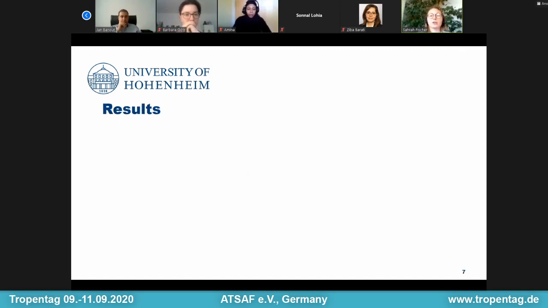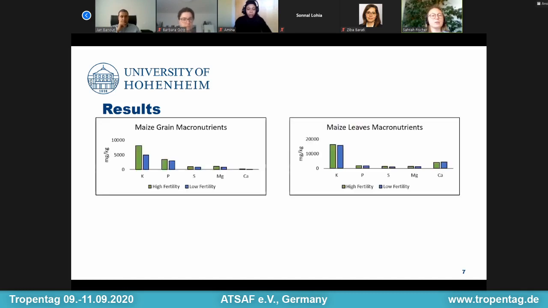So to begin with, I'd like to show you some of the baseline data that we collected. So basically the nutrient concentrations that we measured in the different parts in the different areas. So here we have maize grain macronutrients and maize leaf macronutrients. And macro and micronutrients here are defined by plant nutrition, not by human nutrition. And we can see the 2 different areas where maize was growing. So the high fertility area in green and the low fertility area in blue. And what we can see is that soil fertility has a stronger effect on the maize grain macronutrient concentration than the maize leaf macronutrient concentration. So it impacts the food more than it does the leaf.